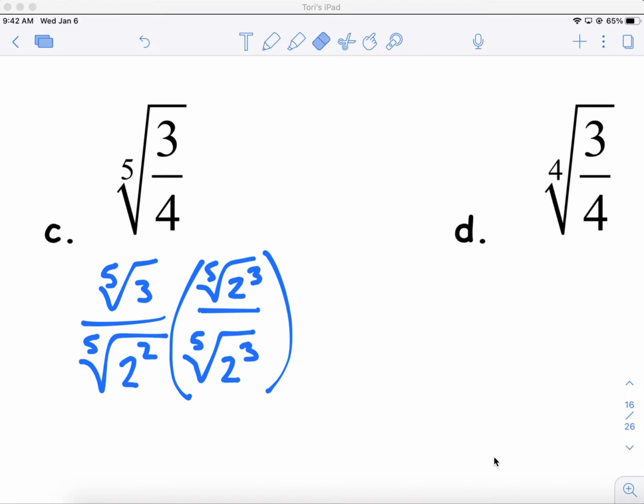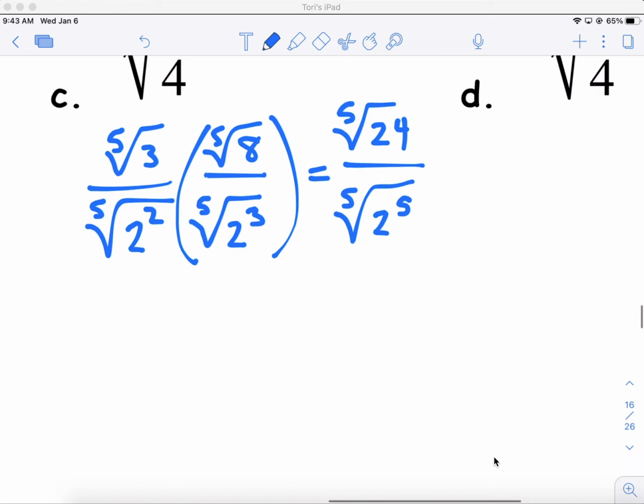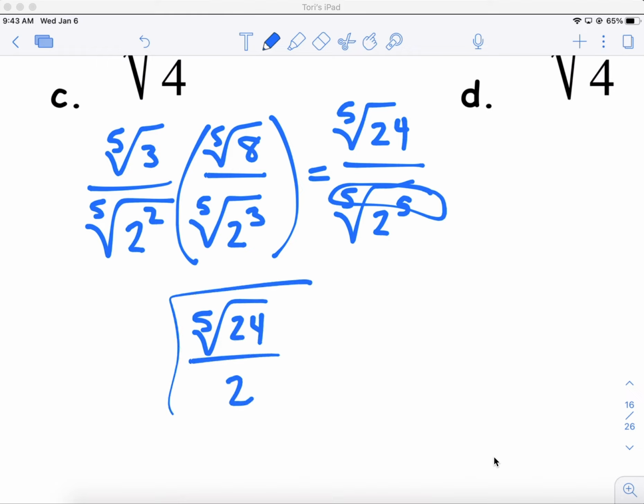And if you want to go ahead and simplify this up here and say 2 to the 3rd power is 8, you can do that. These two are the exact same thing. Okay. On bottom now, I have the 5th root of 2 to the 5th power. On the top, I have the 5th root of 24. Simplifying, remember if these two numbers are the same, they cancel. So I have the 5th root of 24 over the whole number 2. This is my answer.